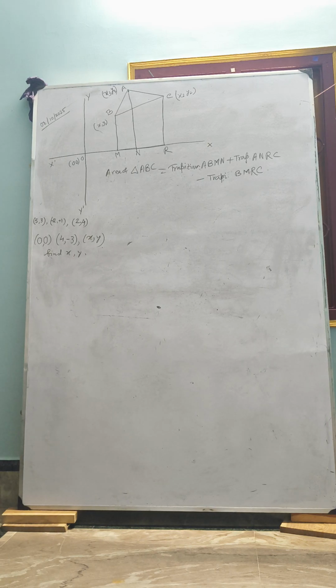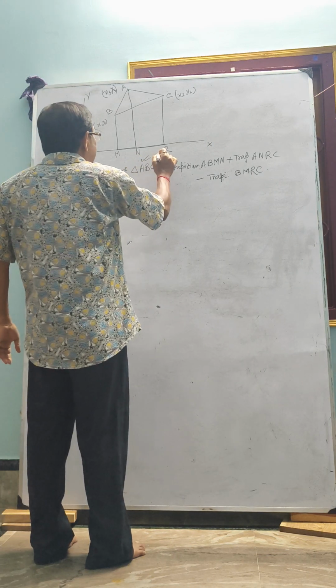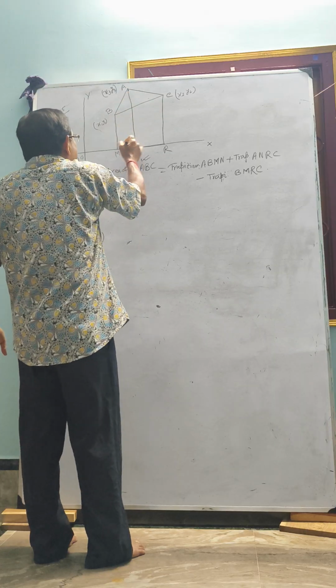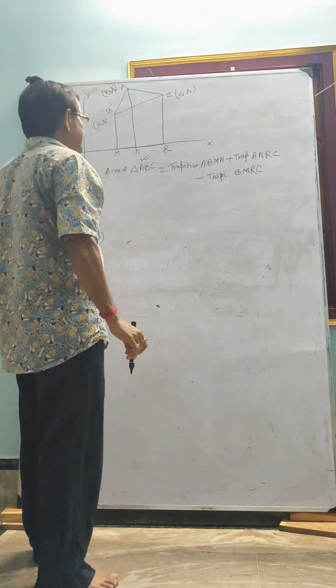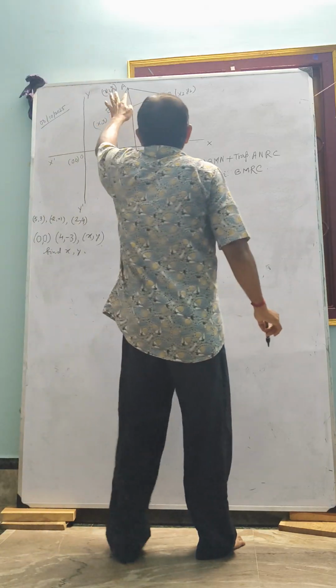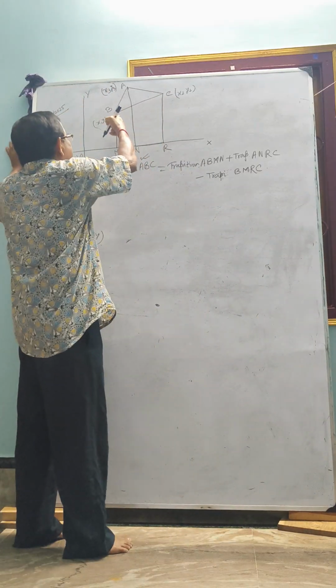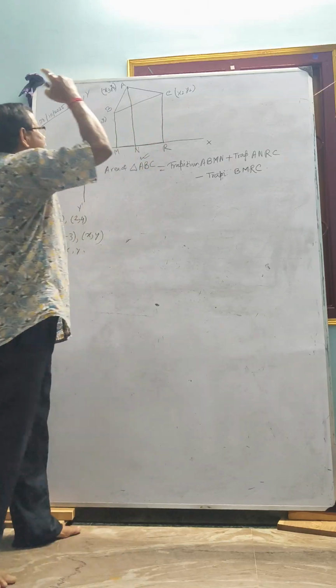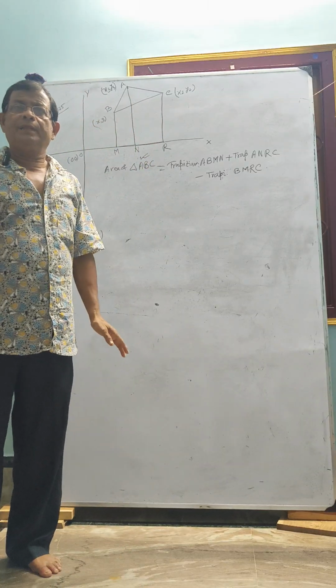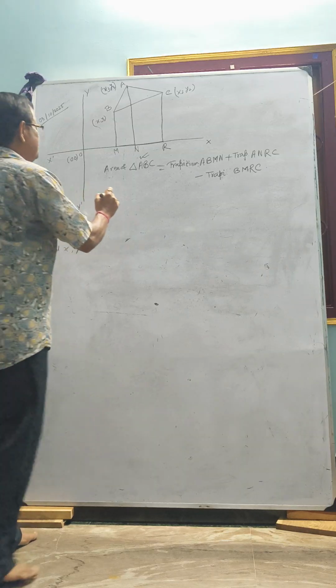Okay. Now, the area of the triangle ABC is equal to the area of the trapezium ABMN plus the area of the trapezium ANRC minus the area of the trapezium BMRC. Clear or not?